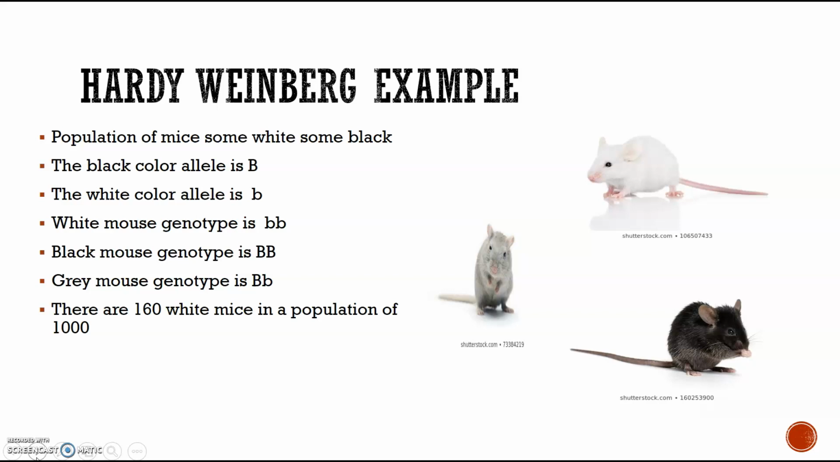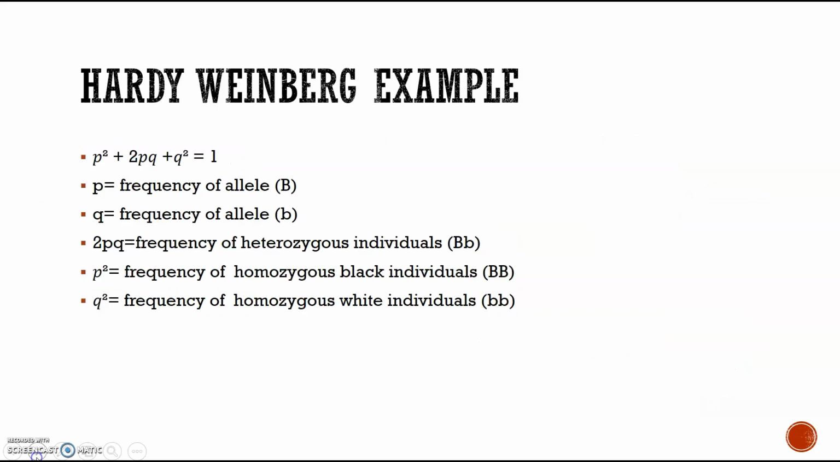The genotype of our white mice is little b, little b. The black mice is big B, big B, meaning they've got 2 copies of the gene for black hair color. And our gray mice is big B, little b, meaning they've got 1 copy of the black hair colored gene and 1 copy of the white hair colored gene. So we've got a population of 1,000 mice, and 160 of them are white.